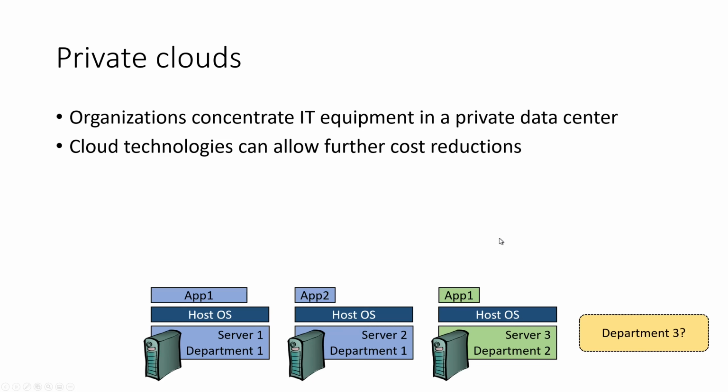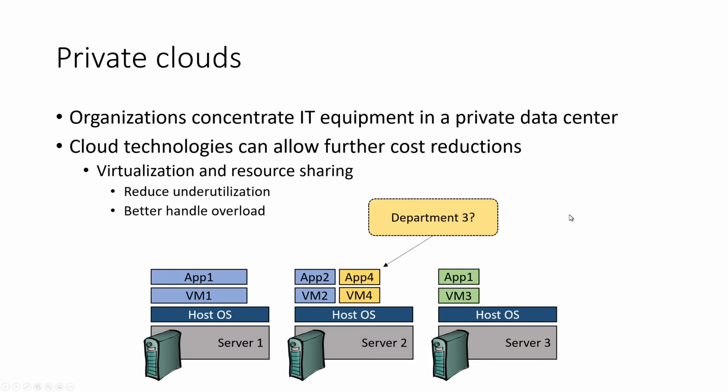But say if some department 3 comes along and wants to run another application, and department 3 doesn't have its own servers, so you're going to buy a new server. So this might not be the best approach because you have spare capacity on server 2 and on server 3. So what companies can do instead on their private clouds is use virtualization to get resource sharing. So when department 3 comes along, it can run its application on server 2 because server 2 has spare capacity. So each application will now run on a virtual machine, and you can share servers across different departments.